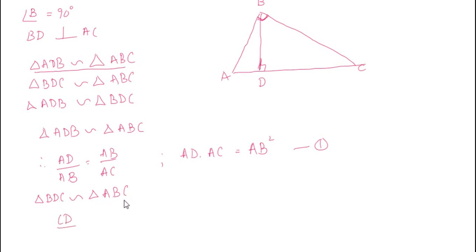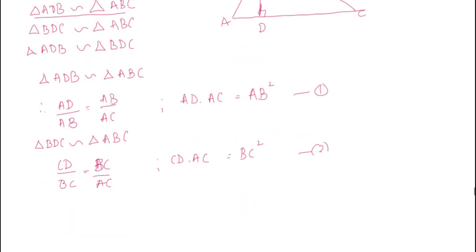CD by BC is equal to BC by AC. Here also cross multiplying. CD into AC is equal to BC square. This is 2. Now let us add 1 and 2.